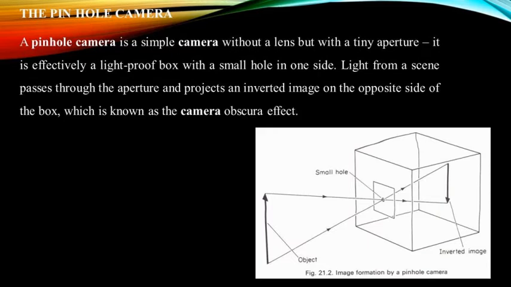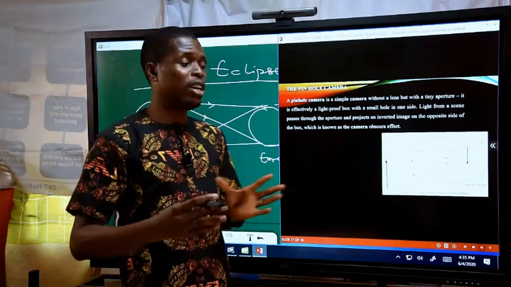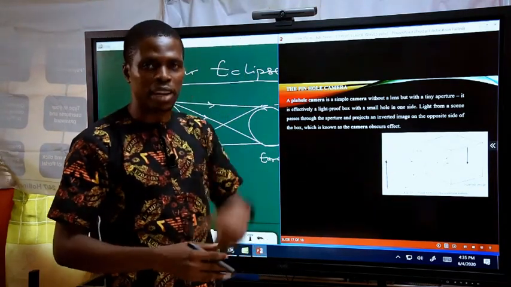Okay? Light from a scene passes through the aperture and projects an inverted image on the opposite side of the box, which is known as the camera obscura effect. We call it camera obscura effect because the image formed is always inverted.